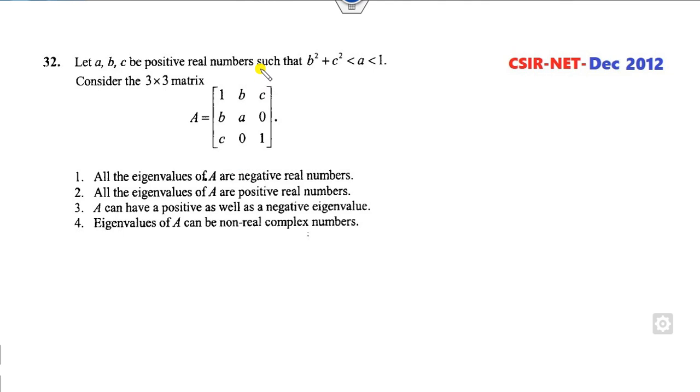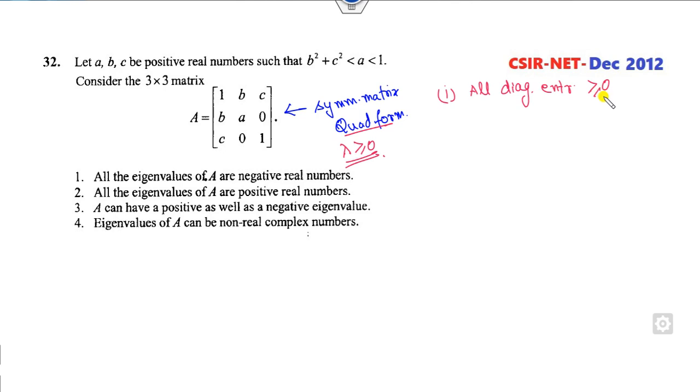Okay, A, B, C are real numbers such that this is a 3 cross 3 positive matrix, and the eigenvalues are here. Look at that. This is a symmetric matrix. So whenever you are working with a symmetric matrix, you always look at the quadratic form. What is a symmetric matrix? Whenever it's a symmetric matrix, all the eigenvalues are greater than or equal to 0. So first condition, all these diagonal entries are greater than or equal to 0. So it means A must be greater than or equal to 0.